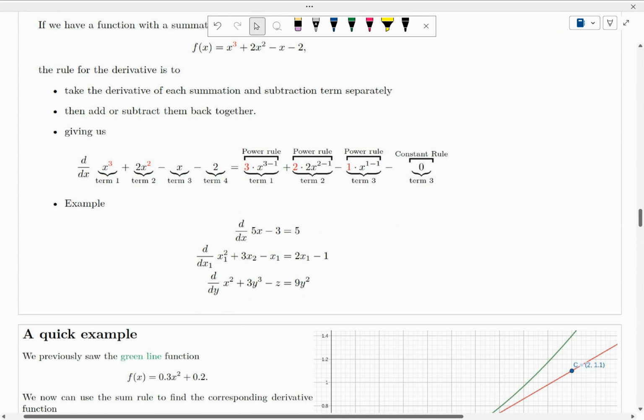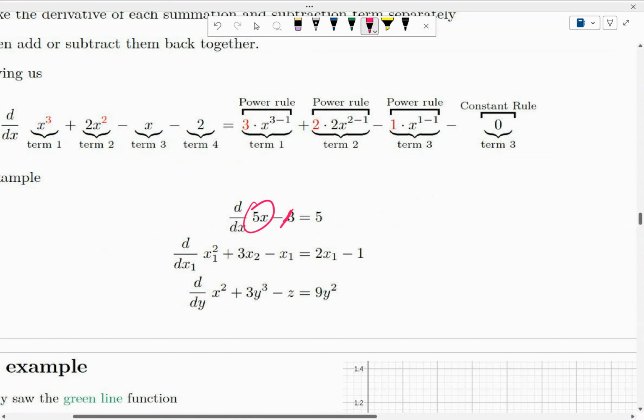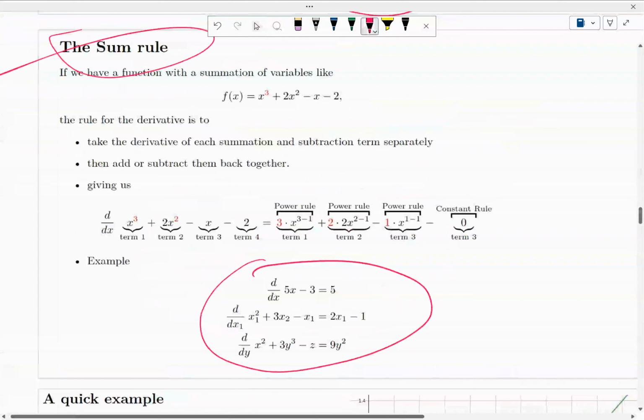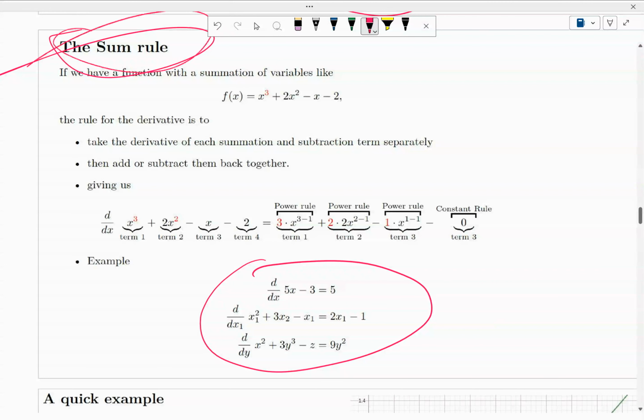Okay, so here are some other examples. This is a constant, and this just gives us 5. Over here, x1 is a variable, x2 is a constant, that goes away. So this gives us 2x1, this gives us 1, using the power rule. So you want to go over these examples. This is the power rule together with the sum rule. So far you've only really learned the power rule. The constant is pretty easy. The power rule you need to remember, and the sum rule is just saying that you have multiple terms. You just do them individually.